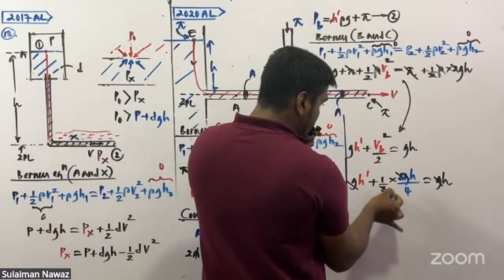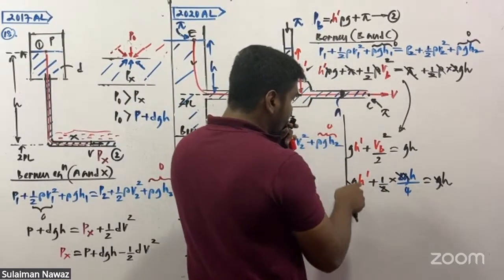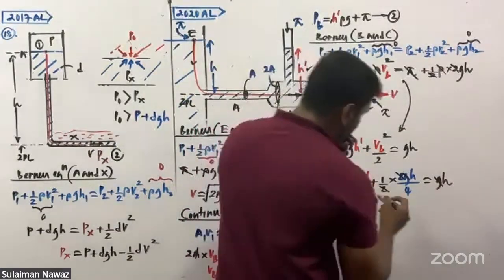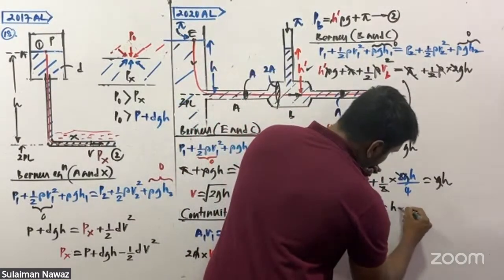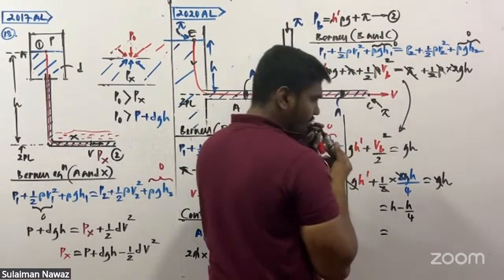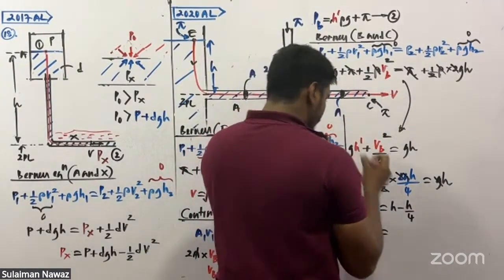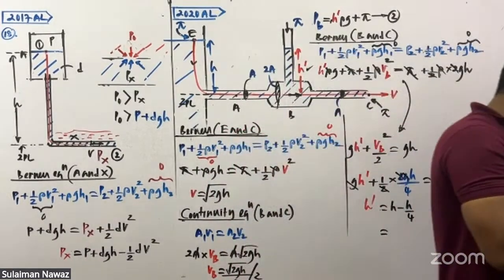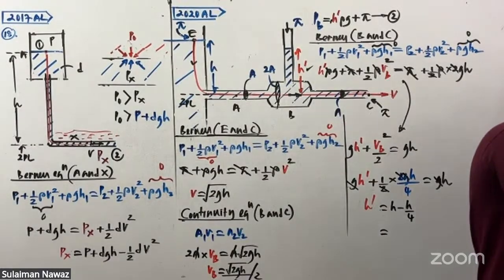The 2 cancels out. In that case we are getting H minus H over 4 as H dash. Is it correct? If I made any mistake, tell me. Then 3H over 4 seems like our answer. Have we made any mistake?